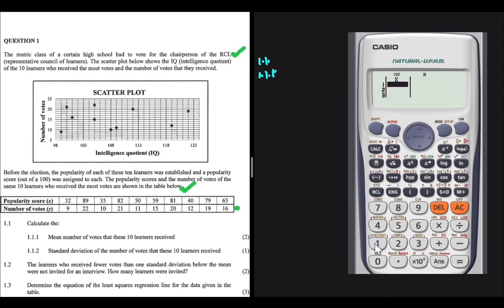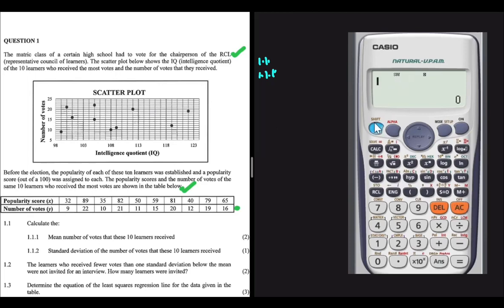So the number of votes, we have 9, followed by 22, 10, 21, 11, 15, 20, 12, 19, and 16. Right, you have to verify that you've entered the correct data, because if you've not, your answers are going to be incorrect. Right, now you press equals a couple of times and then you press AC.